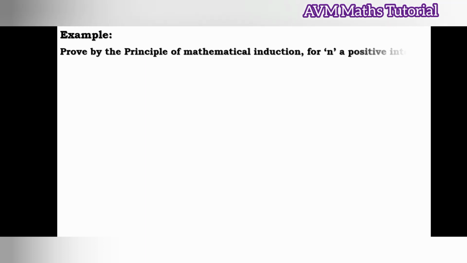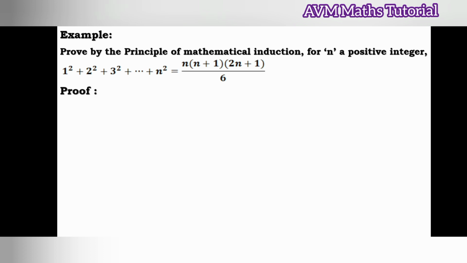Prove by the principle of mathematical induction, for n a positive integer, 1 squared plus 2 squared plus 3 squared up to n squared equals n times (n plus 1) times (2n plus 1) divided by 6. Then the proof. First we take the given statement P(n): 1 squared plus 2 squared plus 3 squared up to n squared equals n(n+1)(2n+1)/6, which is equation number 1.